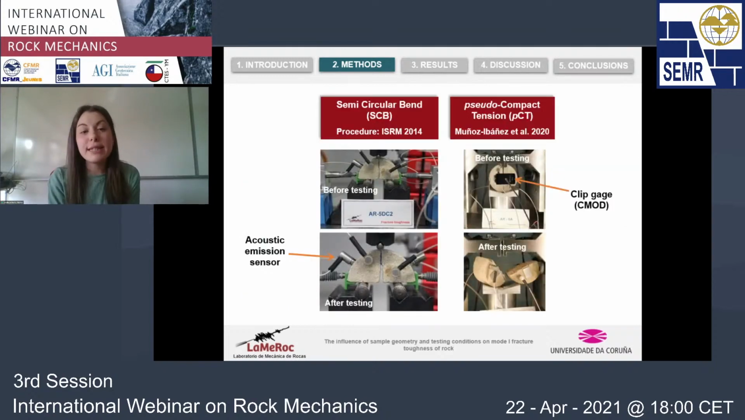These are just a couple of examples of the specimens before and after testing. We see that here after the test, there is a fracture that has developed. Maybe it's not that clear here on the SCV sample, but here we can see it clearly in the case of the PCT that there is a fracture that has propagated along the vertical plane. And for the PCT, we have also measured the crack mouth opening displacement. In this case, we used a clip gauge for this. And we have also recorded acoustic emission activity using sensors placed here on the surface of the sample.